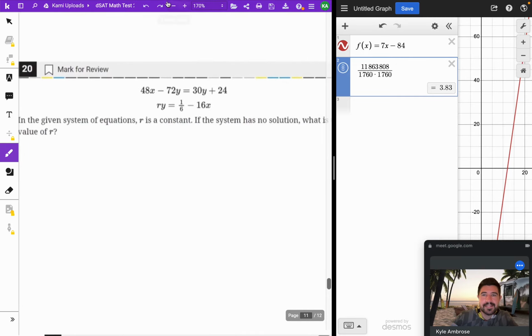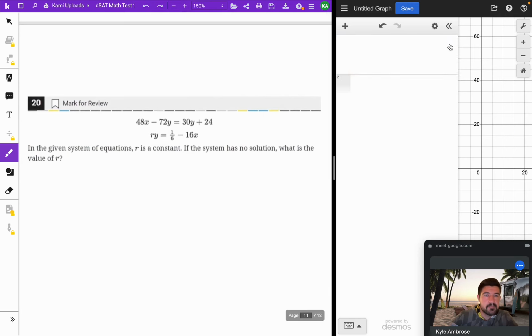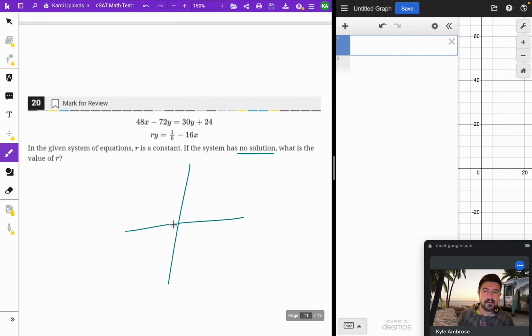20, this one's easy, even though it looks hard. Desmos makes it really easy. It's a system, and they say it has no solution. So before we go to Desmos, think about a system. Usually a system of equations looks like that. They have an intersection point, which is called the solution. If they have no solution, that means they have no intersection point, aka they're parallel. So when we go to Desmos, we're going to look for parallel lines.